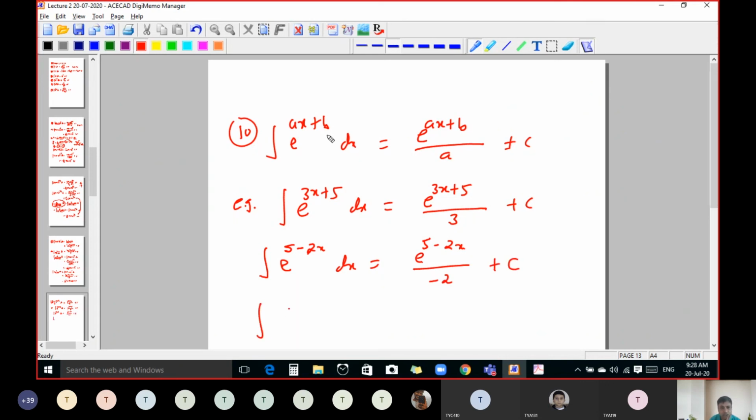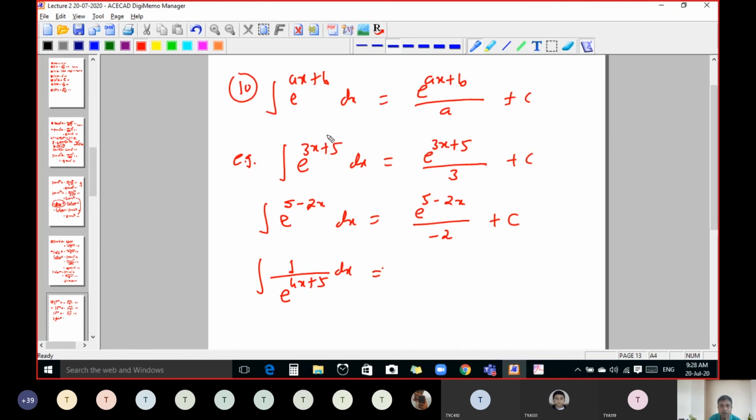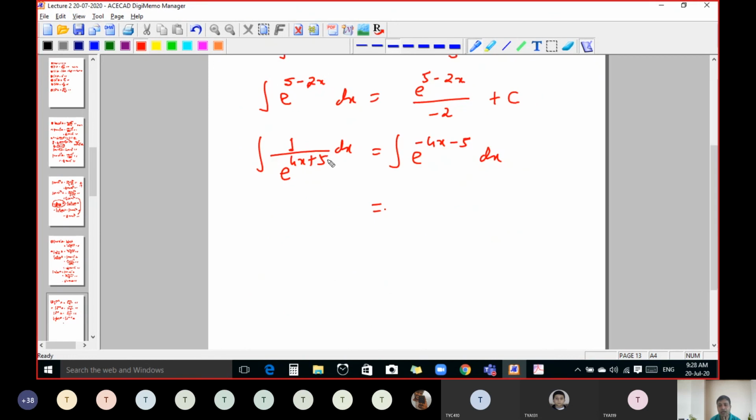If the question is like this, 1 divided by e raised to 4x plus 5 dx, first of all, you have to simplify this. How to simplify? If we take this power to the numerator, it becomes e raised to minus 4x minus 5 dx, and the answer for that is e raised to minus 4x minus 5 upon minus 4 plus c.